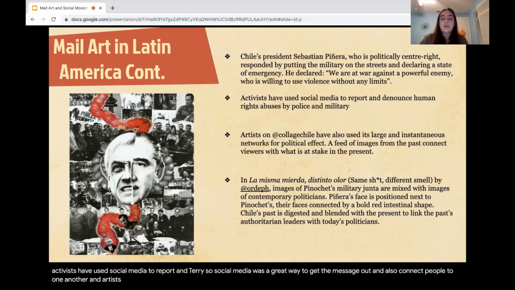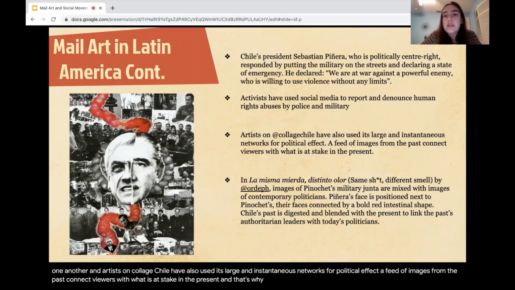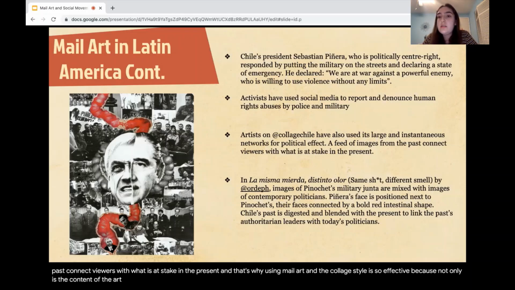And artists on Collage Chile have also used its large and instantaneous networks for political effect. A feed of images from the past connect viewers with what is at stake in the present. And that's why using mail art and the collage style is so effective, because not only is the content of the art similar to the past, so is the actual style of the art.